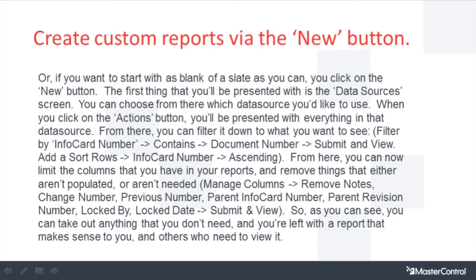I'm sorry I don't have a slide for this, but there's a little icon with a finger on it, for lack of a better term. You click on that, you see everything in the data source, and from there you can limit the number of columns that you need, and then put in the filters that you want. This was one of those situations where I put it in as if I were demoing. So here you manage columns, you can remove the notes, change the parent info card number. These are the different columns that are available.